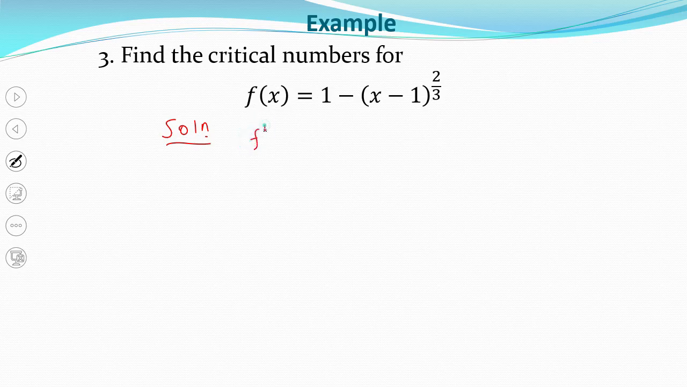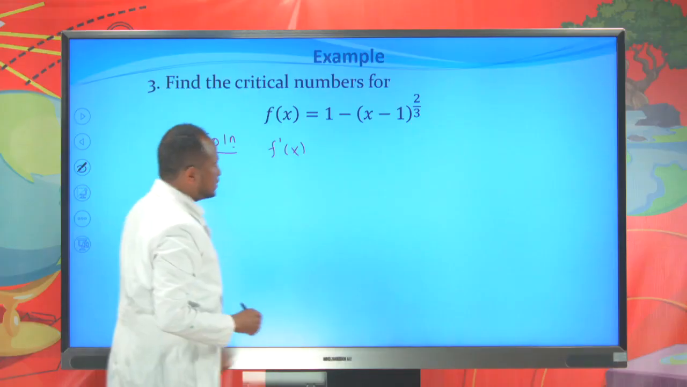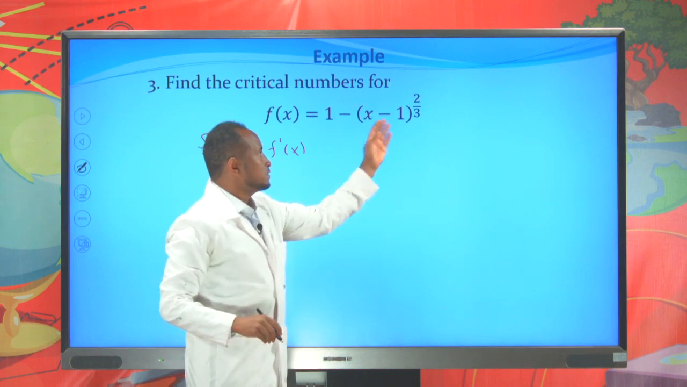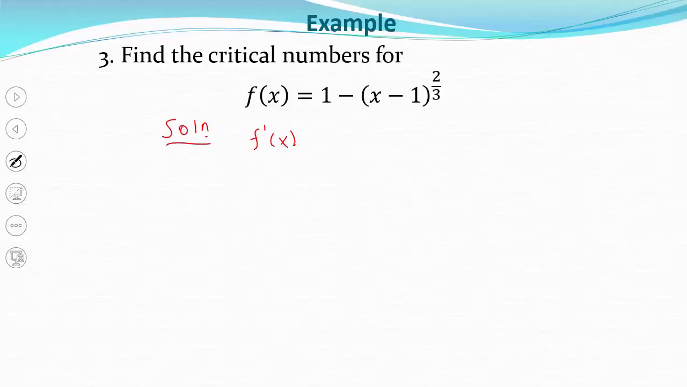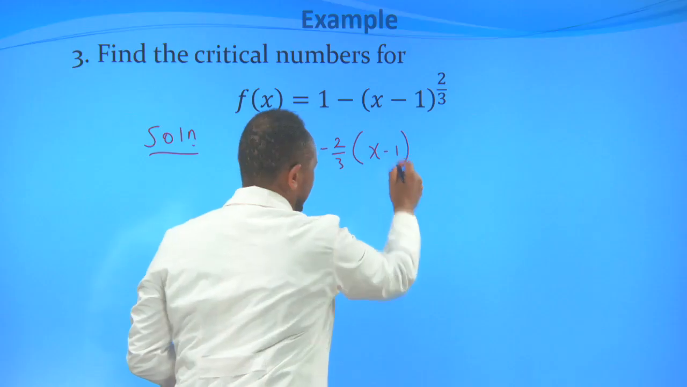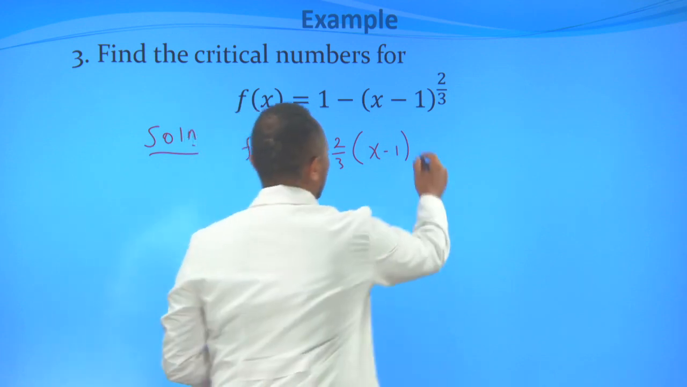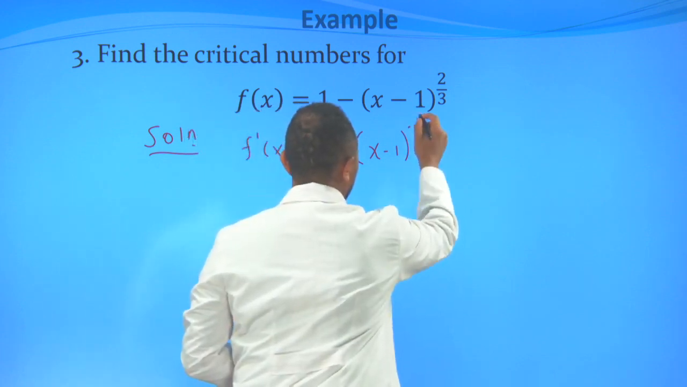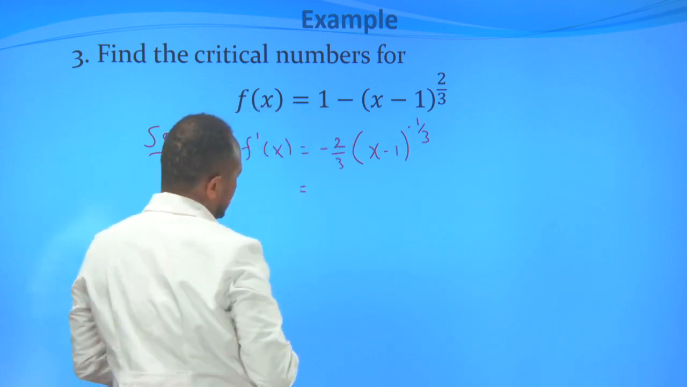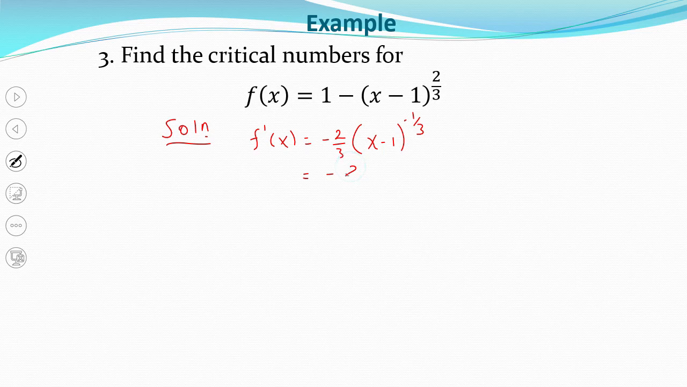The derivative of f(x): the derivative of 1 is 0. The derivative of this expression, since it is a power function, there is a negative there, so minus 2 over 3 times (x minus 1) to the power of 2 over 3 minus 1, which is negative 1 over 3. So this implies negative 2 over 3 times, this can be written in this form, 1 over (x minus 1) to the power of 1 over 3.